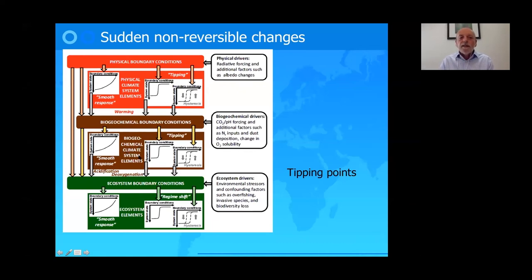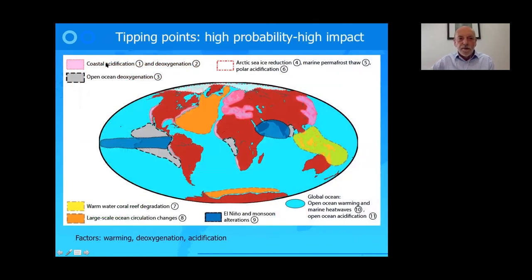I don't want to go into detail. And they, of course, also impact the species composition, the composition of the marine life, not only the marine life but also the ocean life. And there are several so-called tipping points, where we have a change in the system which is irreversible. Some of them have a high probability and a high impact, and this is what I mentioned already, like coastal acidification affecting corals, and the deoxygenation, the oxygen loss from the ocean. So larger areas of the ocean will be free of oxygen or deprived of oxygen.